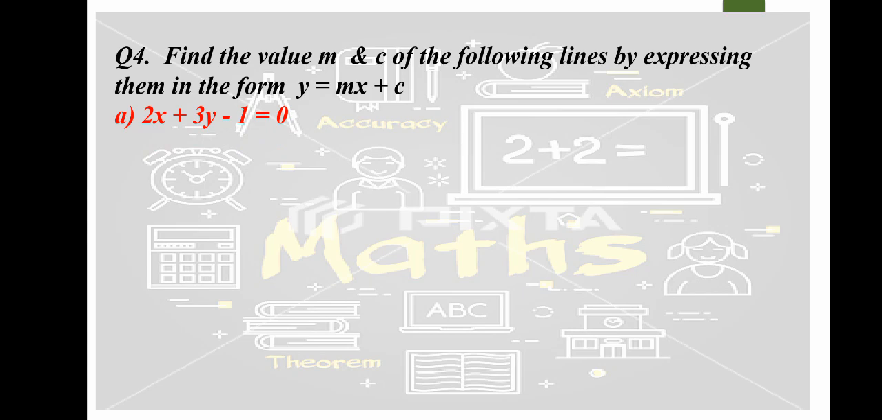First part, A part, that is 2x plus 3y minus 1 equals to 0. For the solution, according to the rule, we have to shift the coefficient of x and the constant number towards the right side. So 3y will be on the left side, and 2x is positive on the left side. When it moves towards the other side, it will become negative, and minus 1 is a negative number. When it moves towards the other side, it will become positive. Now the equation will become 3y is equal to minus 2x plus 1.